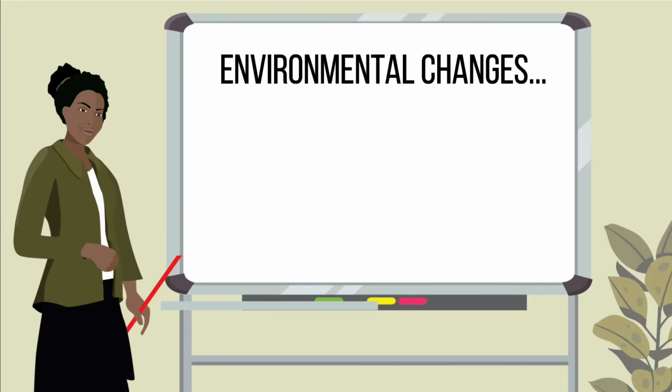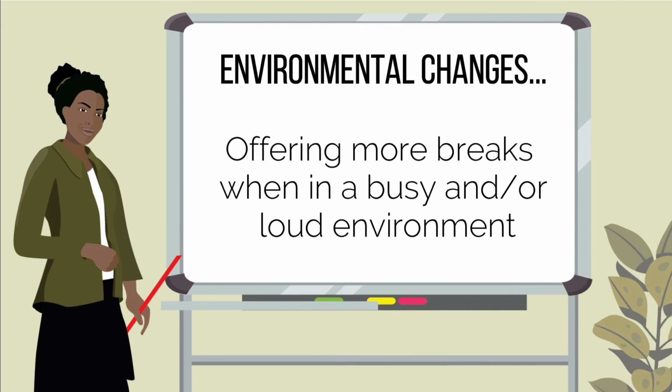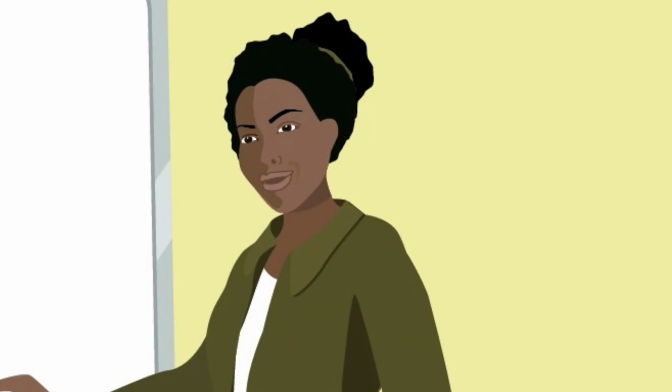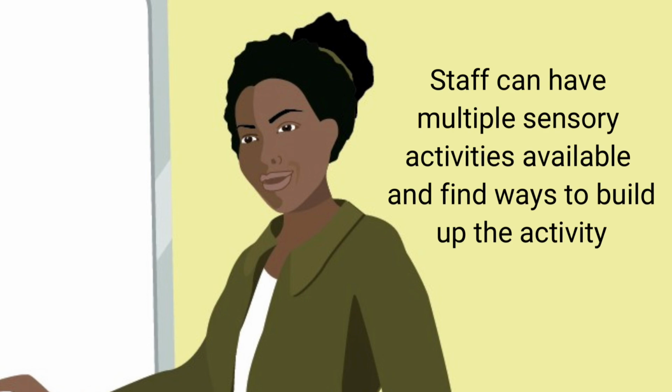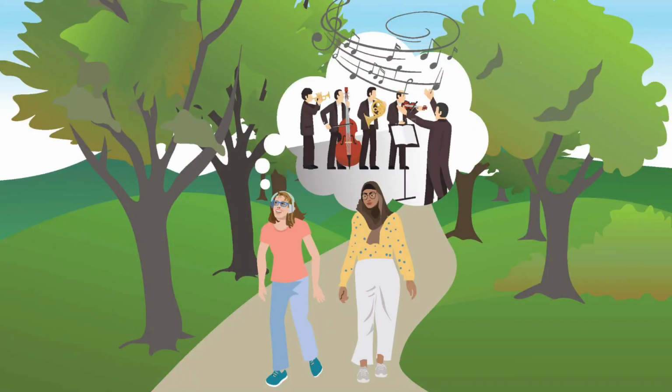Environmental changes that can be made to assist Ariel with light sensitivity is staff closing the curtains when it is too bright outside. For loud noises, offering more breaks when in a busy and/or loud environment, and providing her with headphones or closing her door when her housemates are loud. To enrich or improve some activities, staff can have multiple sensory activities available and find ways to build up the activity. For example, painting, by providing various types of material to paint on or with, and perhaps by playing classical music while she paints. She can also listen to classical music while she walks.